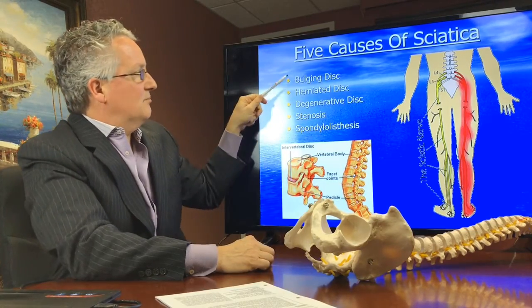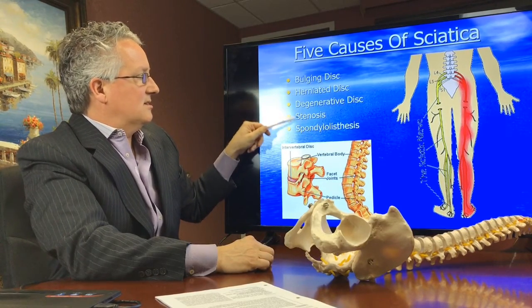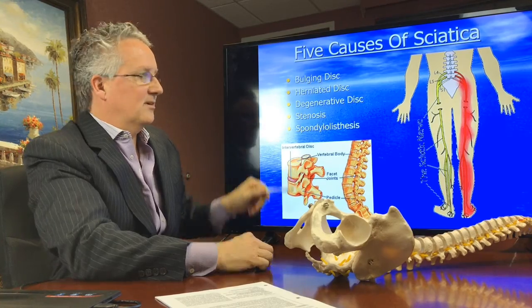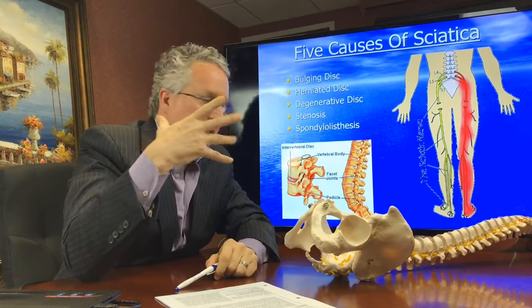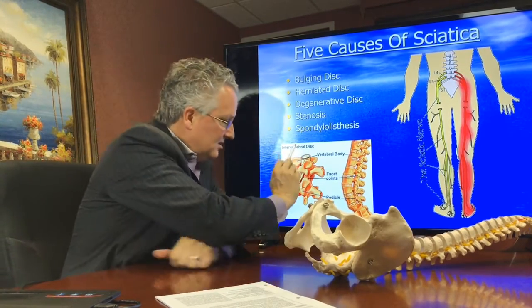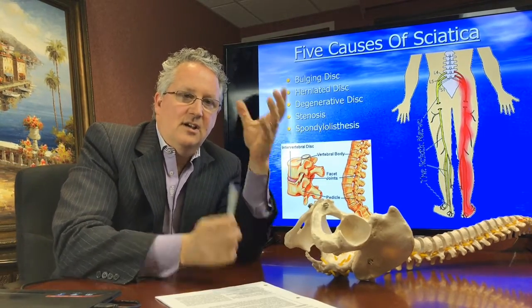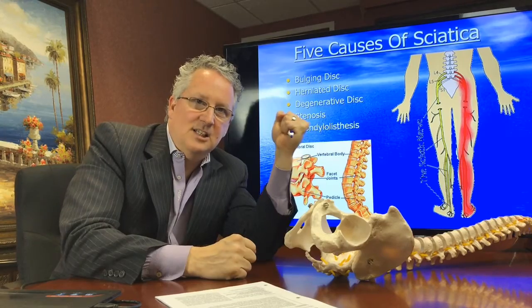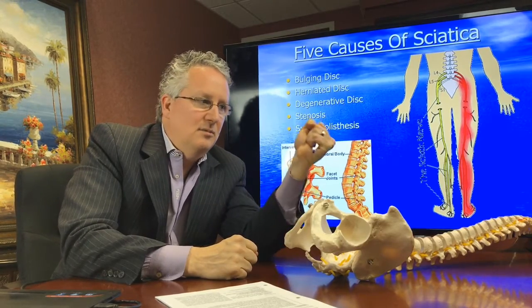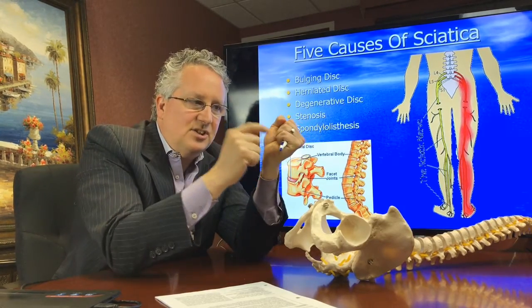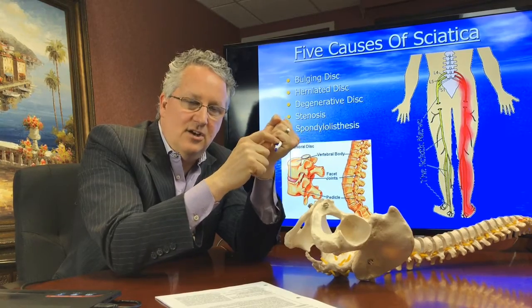What are the reasons? Bulging disc, herniated disc, degenerative disc, stenosis, spondylolisthesis. Those are the 5 main reasons. And all those reasons ultimately will pinch the nerve. The nerve, as it's exiting the spine, will be pinched. And when the nerve is pinched, it'll start to aggravate the nerve.